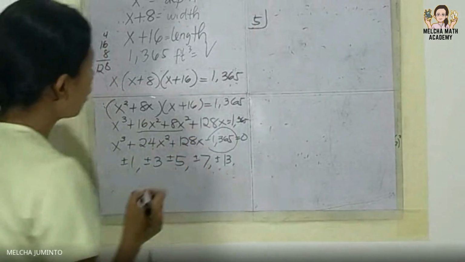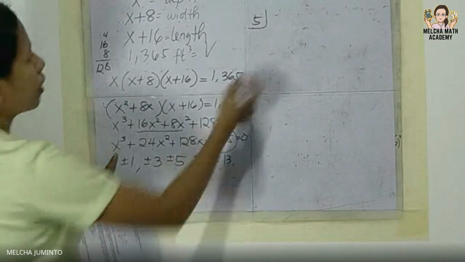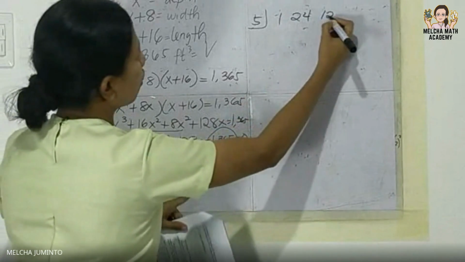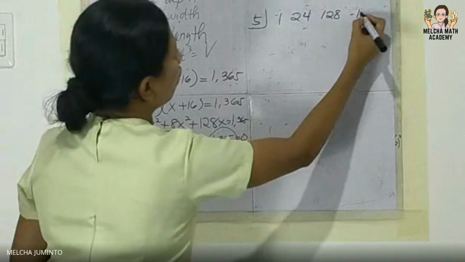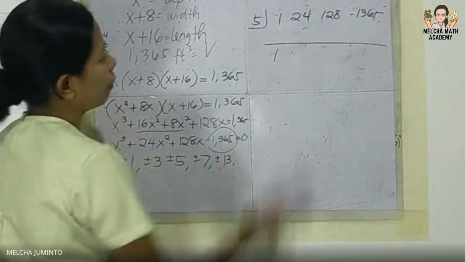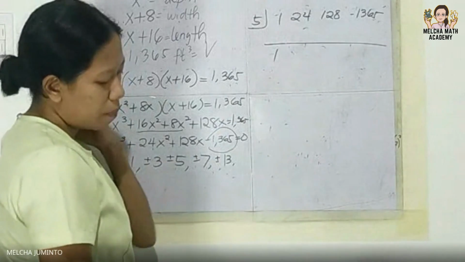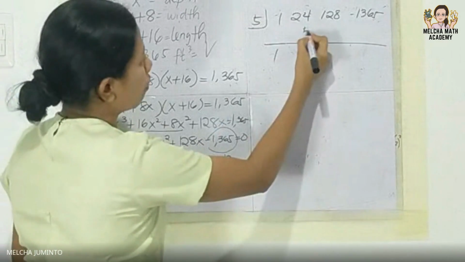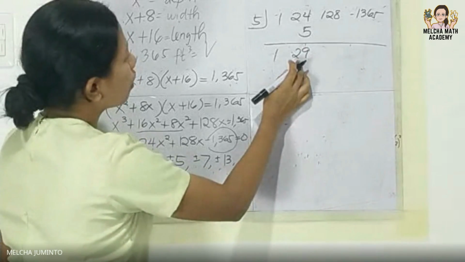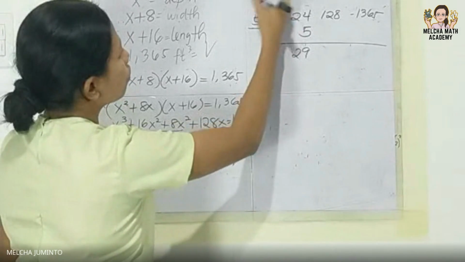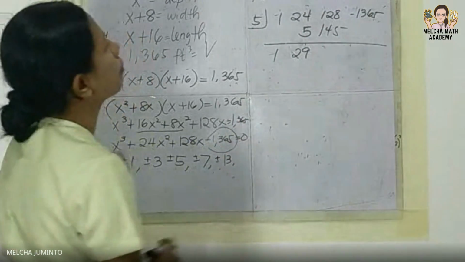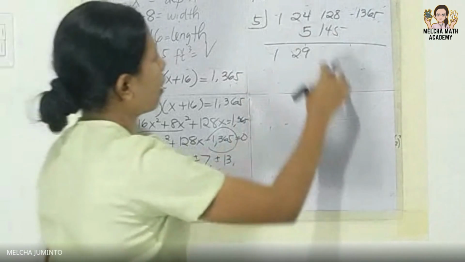5. Using the numerical coefficients 1, 24, 128, negative 1,365. Synthetic division, bring down 1. Then multiply. 1 times 5 equals 5. Write the product here, add 29. 29 times 5, 145. 145. And then add again.